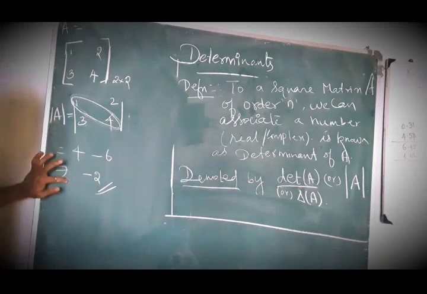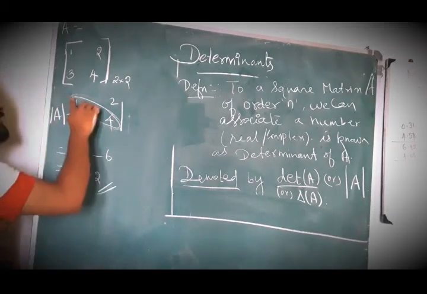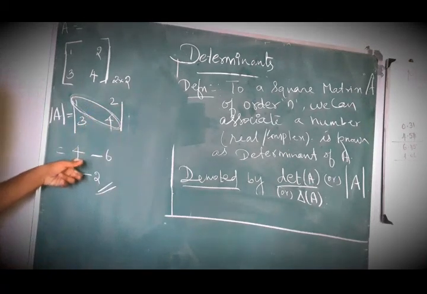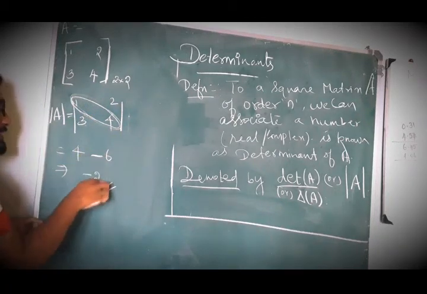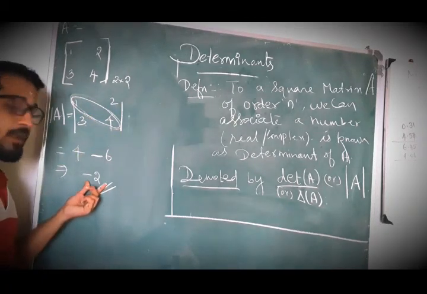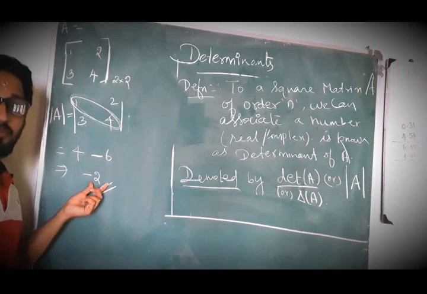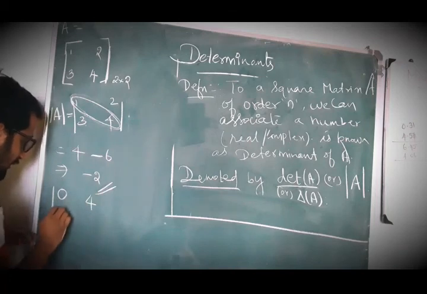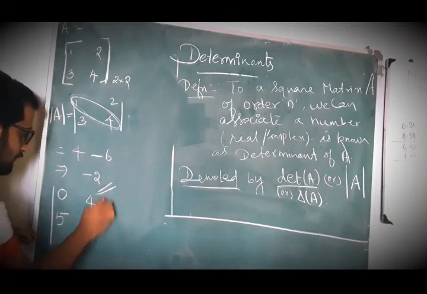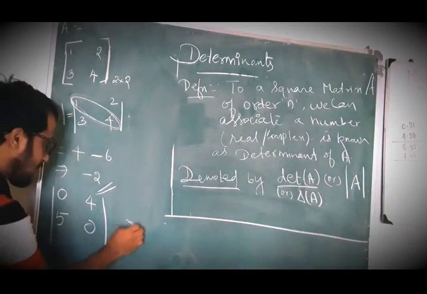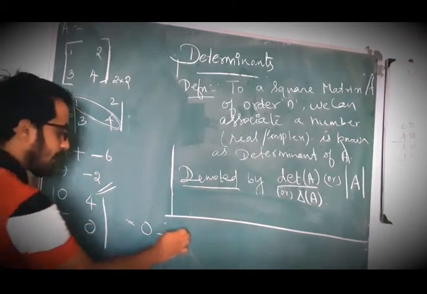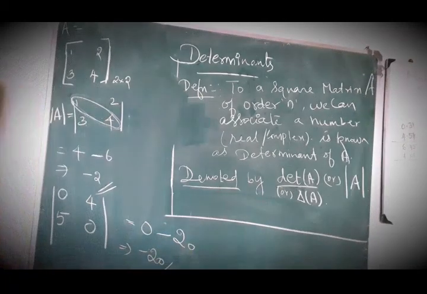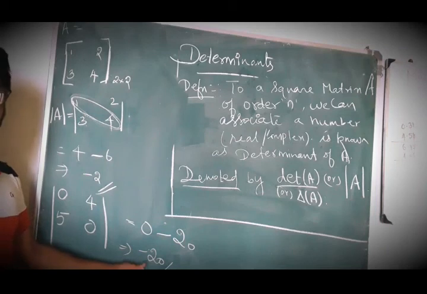This is the way you have to find out the value of determinant. 4 ones are 4. You have to put minus 3 twos are 6. Don't add. Okay? 4 minus 6 is minus 2. This is the value of determinant A, that is minus 2. Is it clear? Now, another one: 0, 4, 5, 0. How to find? 0 into 0 is 0. Minus 5 fours are 20. 0 minus 20 is minus 20. Got it or not? Is it clear to everyone?